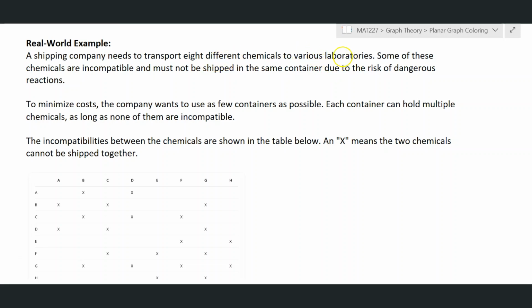various laboratories, but since some of the chemicals are incompatible, they must not be shipped in the same container due to the risk of dangerous reactions. So if you think about a vertex representing a chemical and an edge representing the 2 chemicals not being allowed to travel with one another, well then, by using a graph coloring, that tells us the number of distinct transports, the number of distinct vehicles or trips that will have to be taken to avoid transporting them together. To minimize cost, the company wants to use as few containers as possible.